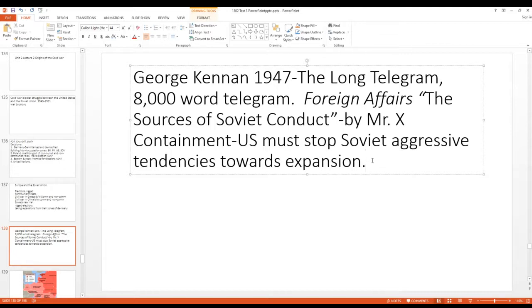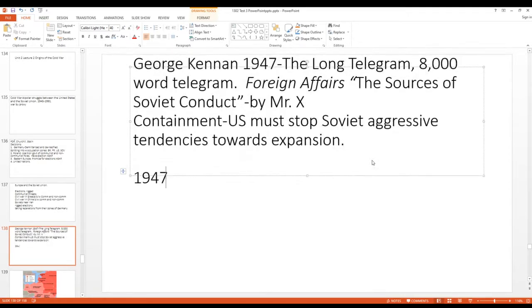And so containment will become the watchword for how the U.S. is going to view the Cold War. That is our job to contain the expansionist tendencies of the Soviet Union. And that's going to lead us to Korea, where we're going to contain North Korea's expansionist program into South Korea. It will lead us to Vietnam. It will lead us into all sorts of fun places in the third world that we'll look at through the rest of the semester. But it's a very influential document published in 1947.